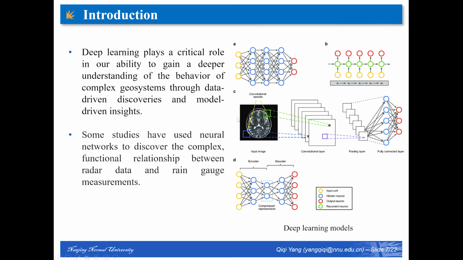Currently, the deep learning method is playing a critical role in our ability to gain a deep understanding of the behavior of complex geosystems through data-driven discoveries and model-driven insights. Thus, some studies have used the deep learning method to discover the complex relationship between radar data and the ground truth rainfall observed by the rain gauge.